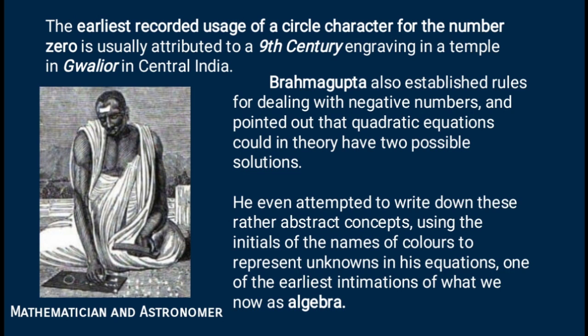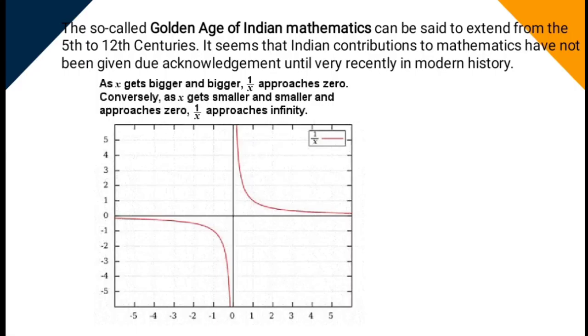So as you can see in the picture, this is Brahmagupta, the mathematician and astronomer. He even attempted to write down these rather abstract concepts, using the initials of the names of colors to represent unknowns in his equations, one of the earliest intimations of what is now known as algebra.